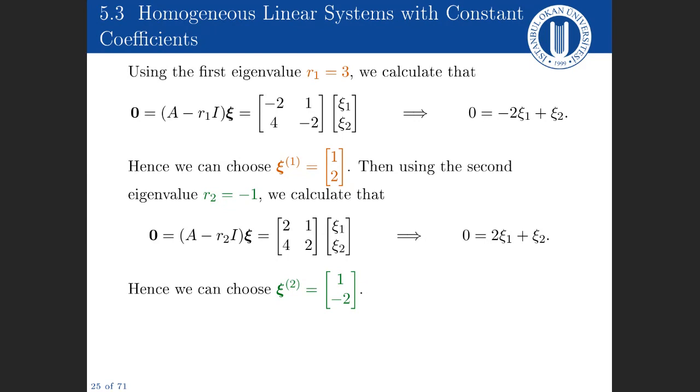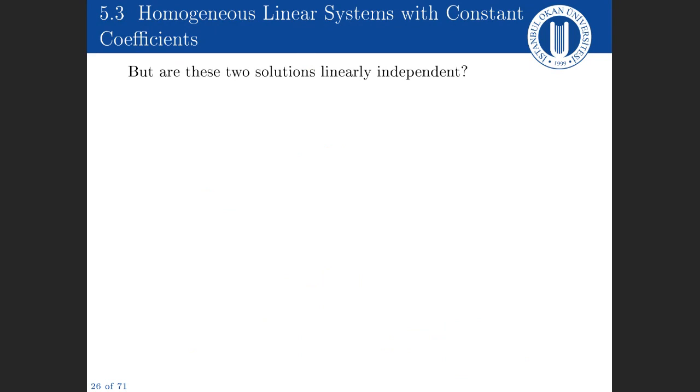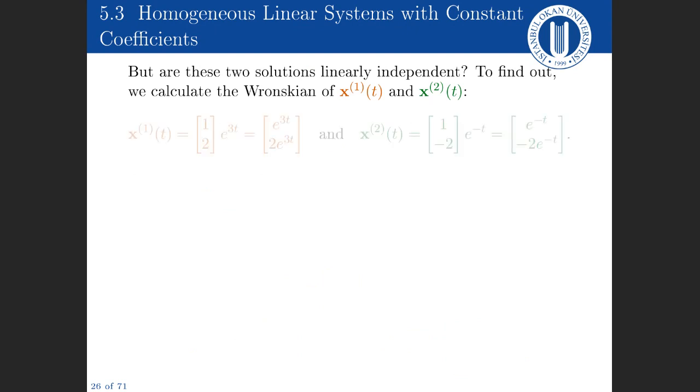After this, we're ready to write down our two solutions. We have eigenvector, e to the power eigenvalue t, and again, eigenvector, e to the power eigenvalue t. These are our two solutions to the differential equation. But are these two solutions linearly independent? To find out, we need to calculate the Wronskian of these two functions.